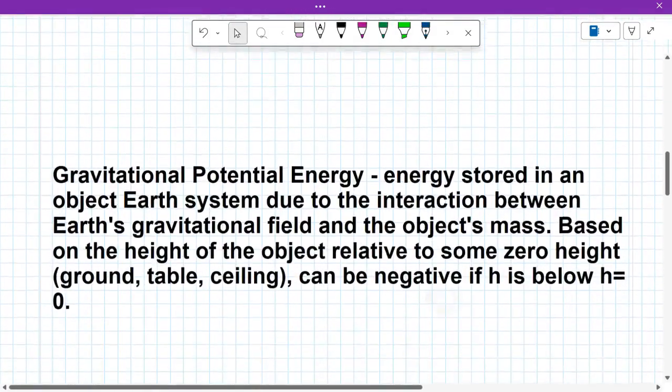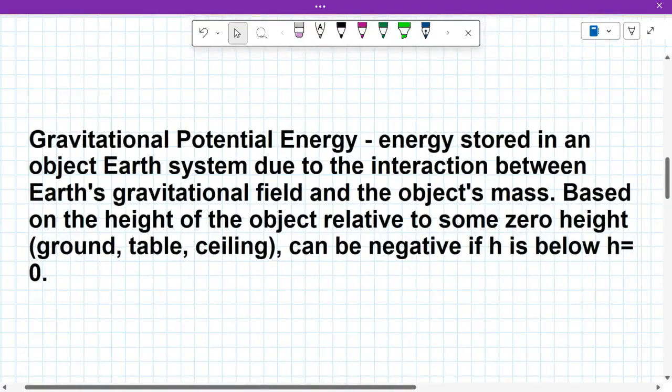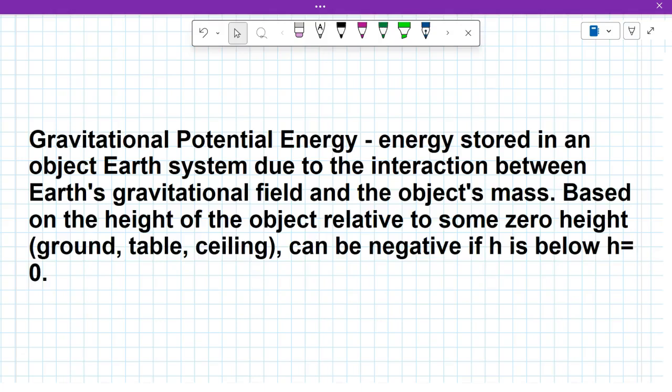But today we're talking about gravitational potential energy. So this is energy stored in an object-Earth system. There is what I like to call planet-sized gravitational potential energy, which of course is energy stored between, say, the sun and Jupiter, or the Earth and the moon.